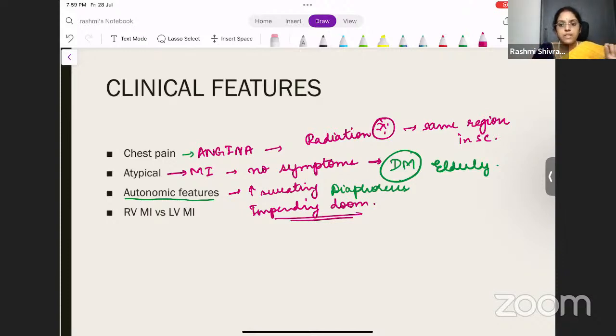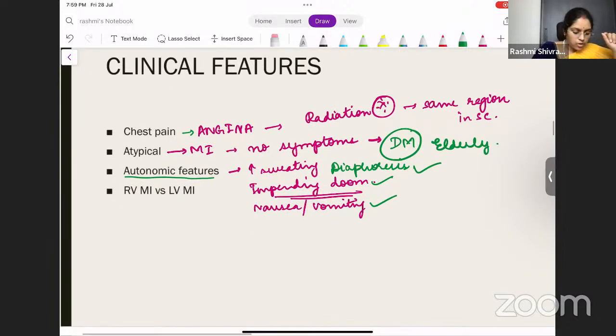The patient will be very, very scared. Okay. So this is impending doom. He'll become very anxious also. They can also have nausea and vomiting. So what are the autonomic features? We have seen diaphoresis, sweating, impending doom, nausea or vomiting. Okay. So these are all the autonomic features that the patient will also present with.